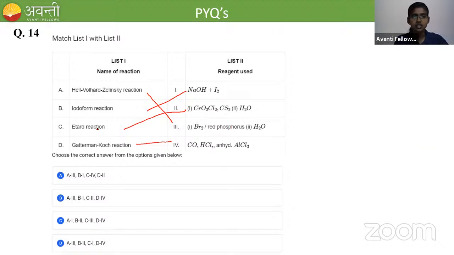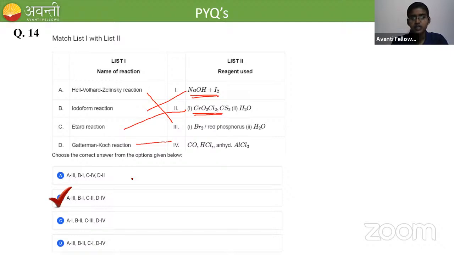The Etard reaction we have used in the preparation of benzaldehyde. There we used chromyl chloride as the reagent, and this is used in iodoform. Yes, option B is the correct answer. In Gattermann-Koch, we used carbon monoxide, no? From benzene, we directly prepared benzaldehyde, right? So it is very easy. Option B is the correct answer.